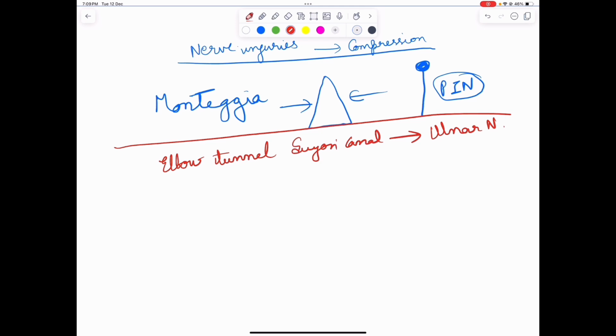So how will you remember? By remembering that vowels stick together. See, E and U are sticking together. In Guyon's we have U. So U again for ulnar. And this way you can remember that elbow tunnel and Guyon's canal are associated with ulnar nerve.